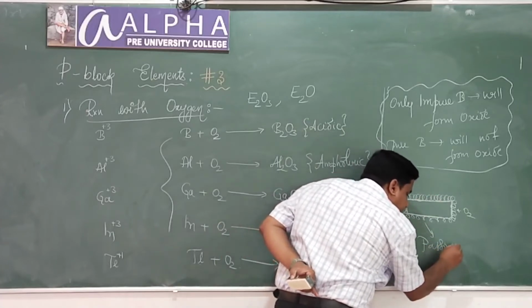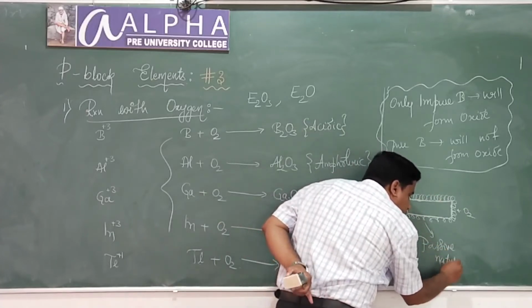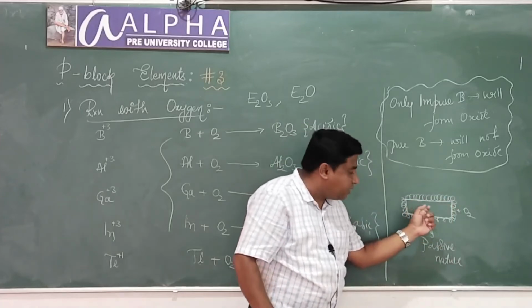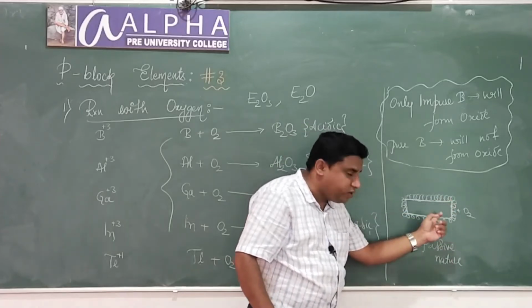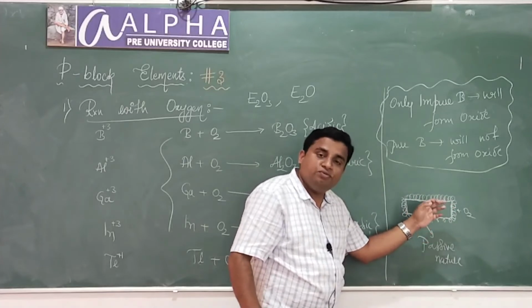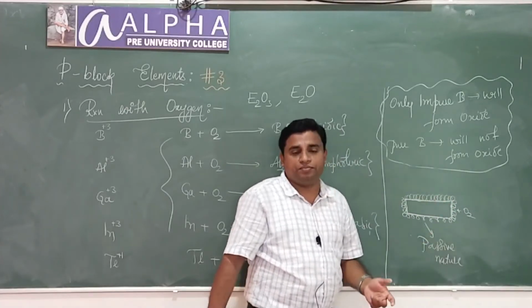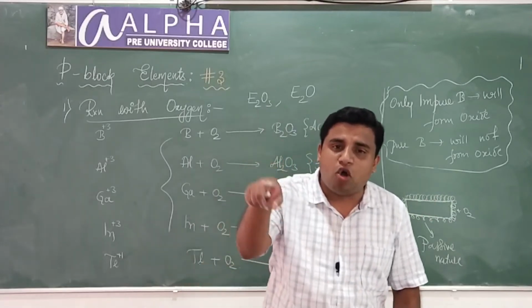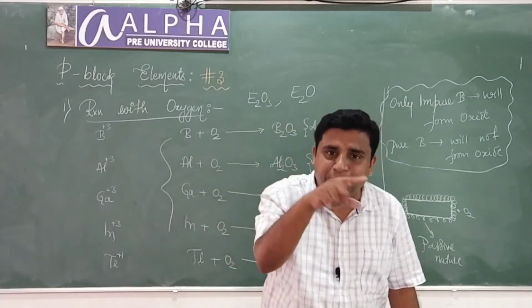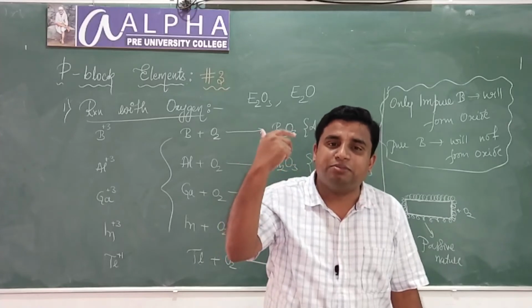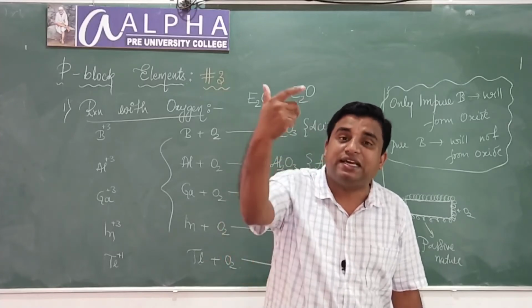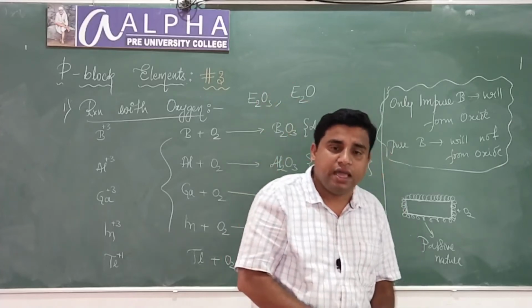Passive nature. Once a layer of aluminium oxide is formed, this layer will prevent further oxidation of aluminium. That means once aluminium oxide is formed on the layer of aluminium metal, it becomes passive. It will not react further. Are you getting my point?